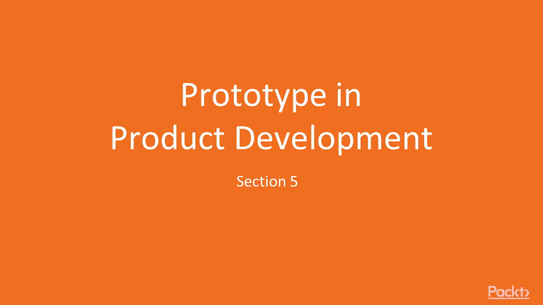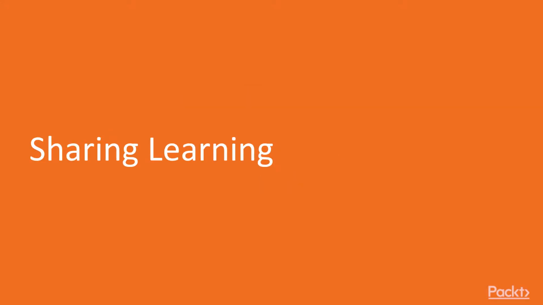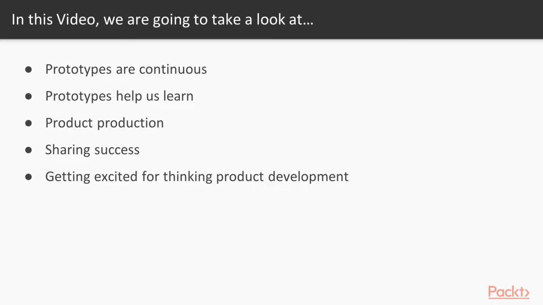In section 5 of this video course, we're going to take a look at prototype in product development. Share your learnings. Feedback is why we prototype from the beginning. We're going to talk about how prototypes are continuous. They're part of the development process because it is something that we continually do even when our product has made it to market. Prototypes help us learn, so feedback is key. So we'll talk about how this is meaningful to us.